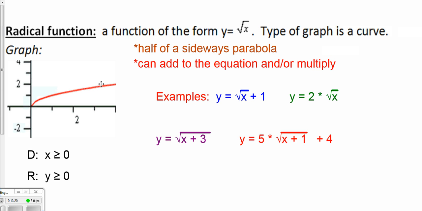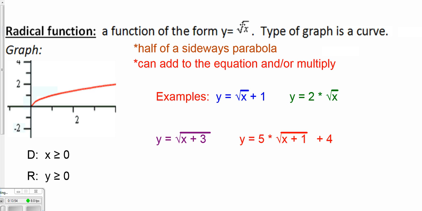So some examples of a radical function would be y equals the square root of x plus 1, or y equals 2 times the square root of x. Or we can put this plus 3 underneath the square root, so the square root of the amount x plus 3. As long as there's a square root with x underneath it somewhere, it would make a radical function like this. So we can have a really big one like 5 times the square root of x plus 1, all of that plus 4.